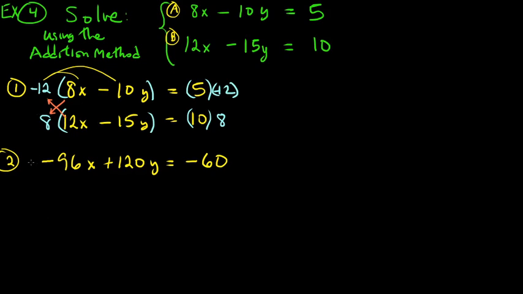All right, so now for equation B, we have 8 times 12x. That's going to be positive 96x. Let me try that again. And then 8 times negative 15y is going to be negative 120 times y. And then 10 times 8 is 80.